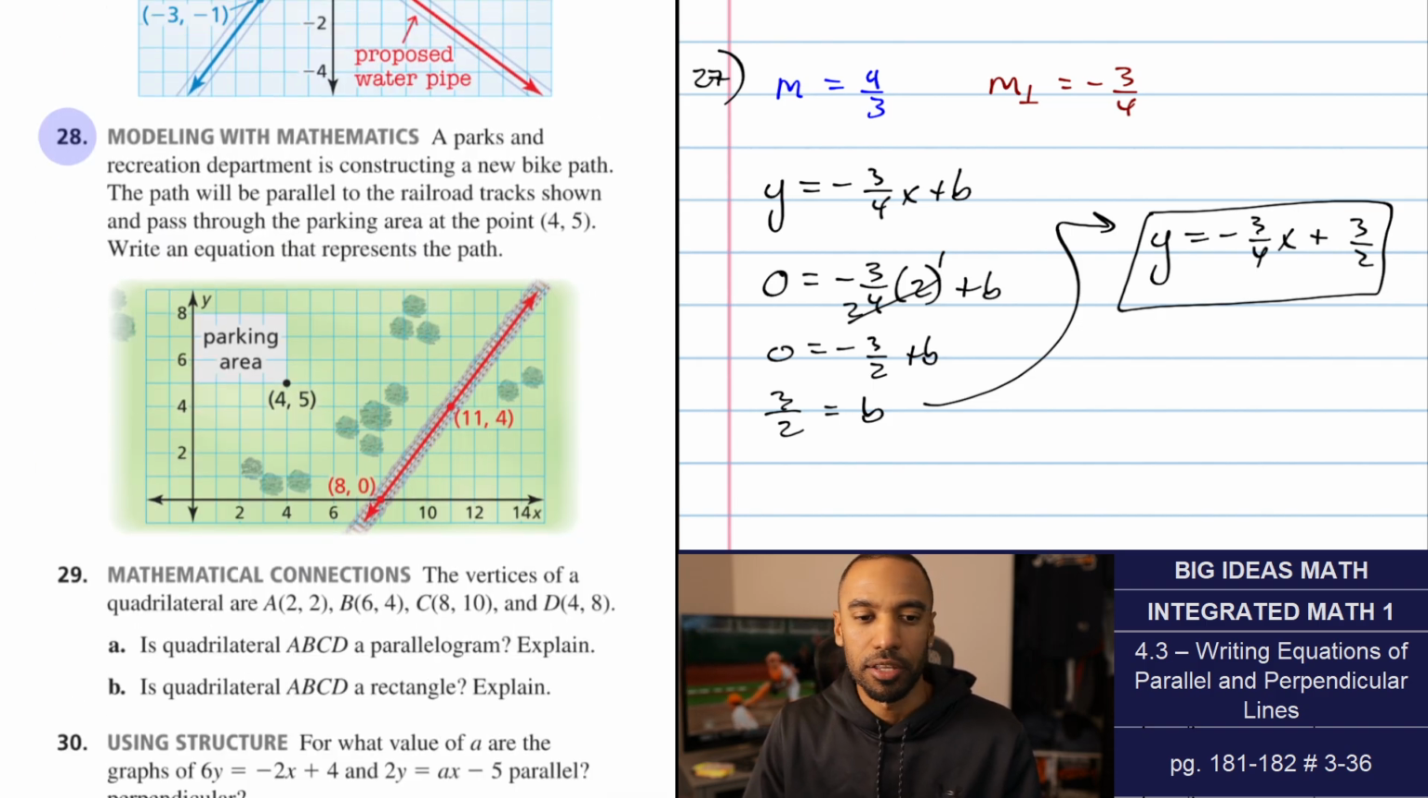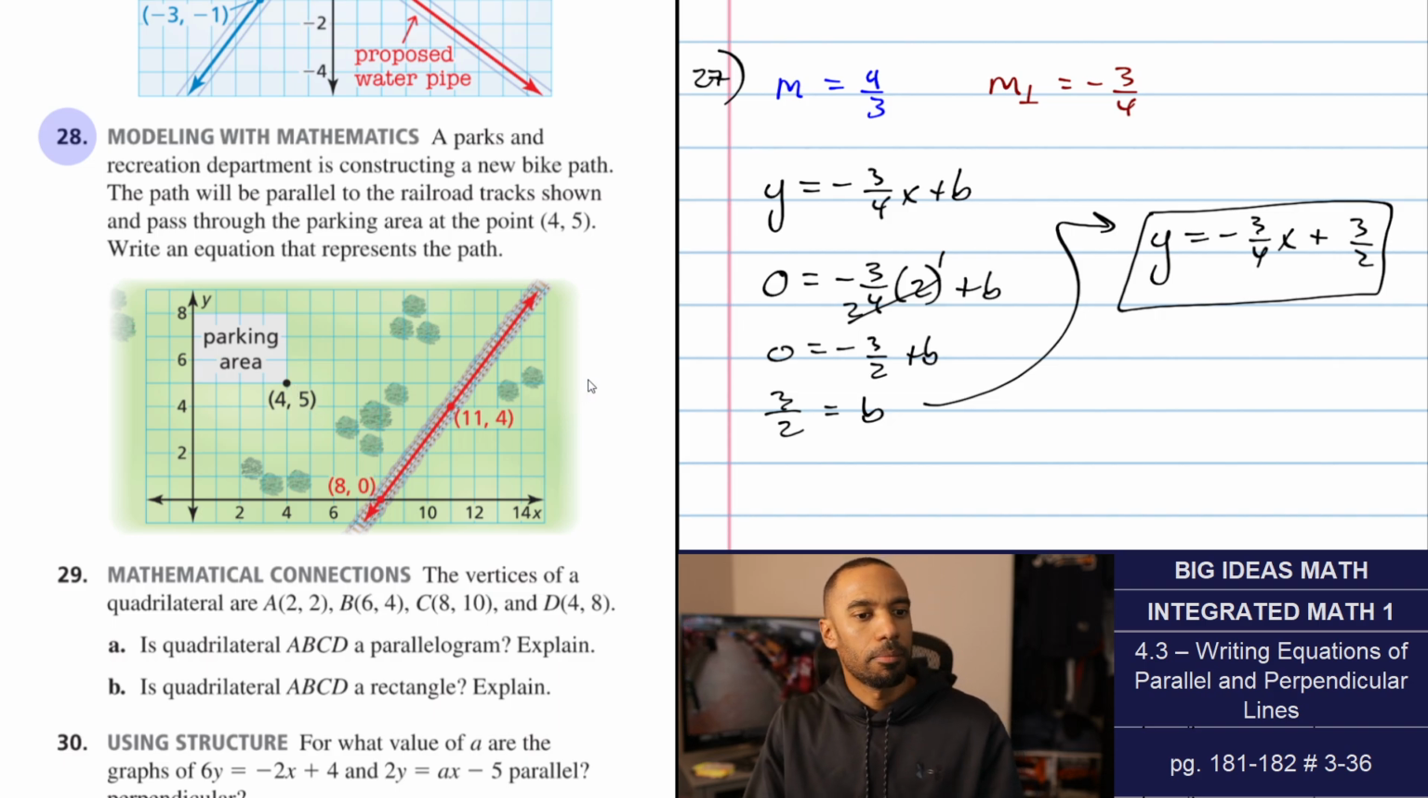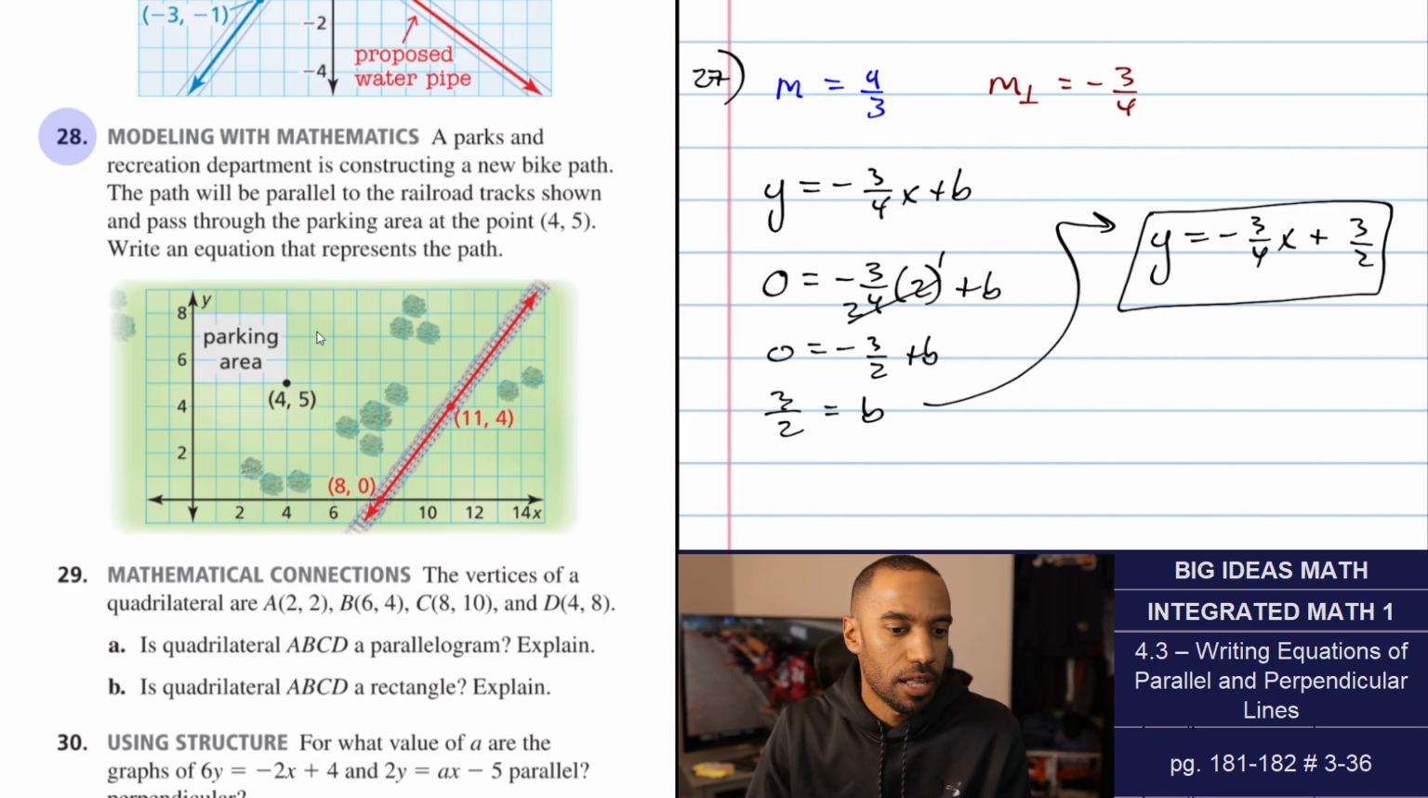Number 28, modeling with mathematics. A Parks and Rec department is constructing a new bike path. That looks like train tracks, so we're going to have to do something here. The path will be parallel to the railroad tracks shown and pass through the parking area at the point 4, 5. Write an equation that represents the path.